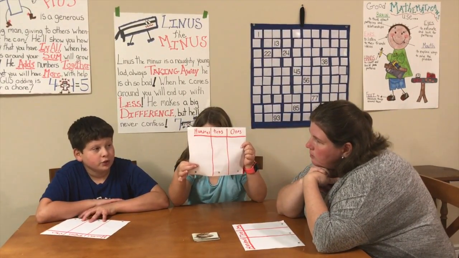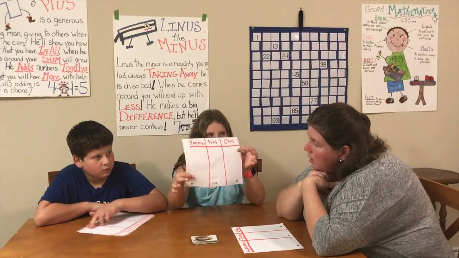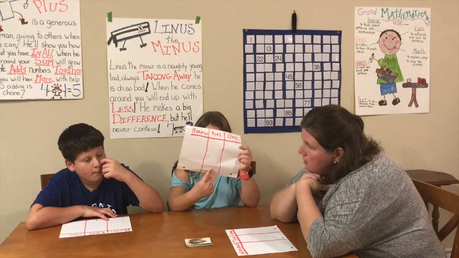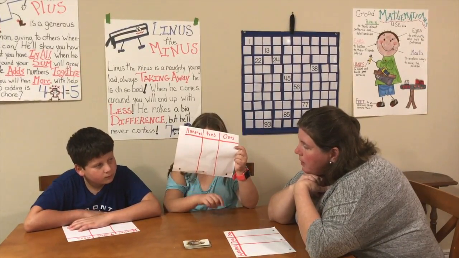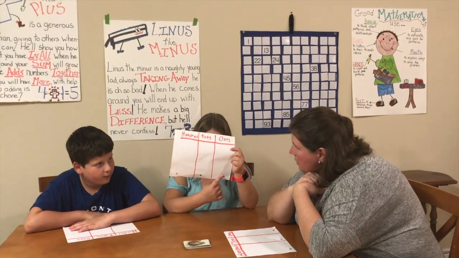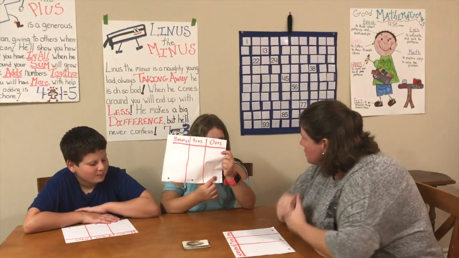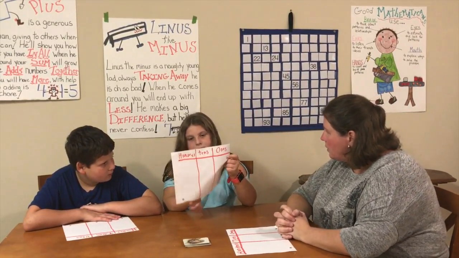It represents 100. What does the 2 in the tens column represent? 20. Okay, so 2 sets of 10, right? And what does the 3 in the ones column represent? 3. Very good. Julia, do you agree with that? Were you following along with that?